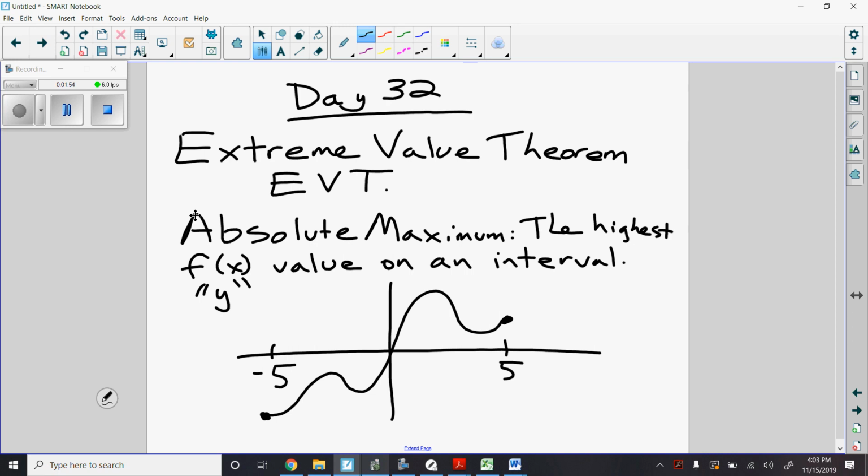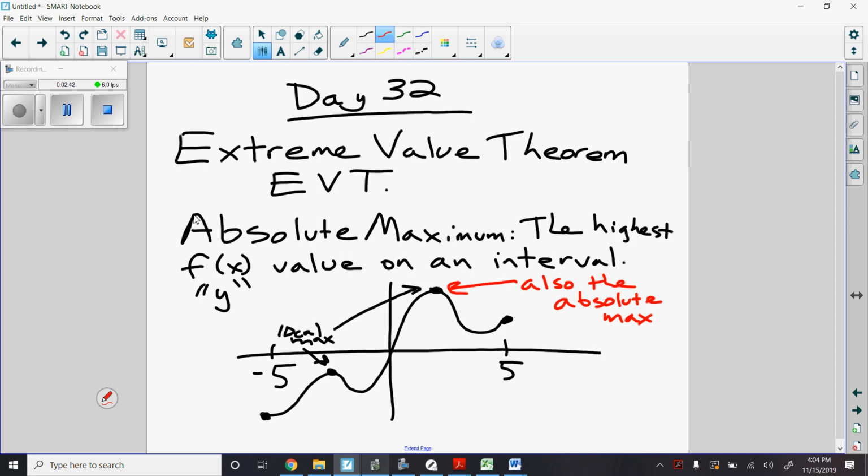Okay, so if that is our graph here, that's our function f of x. We see a local max here. We also see another local max over here. But not only is that second local max a local max, it is also the absolute max, because it's the highest the graph ever gets. Okay.